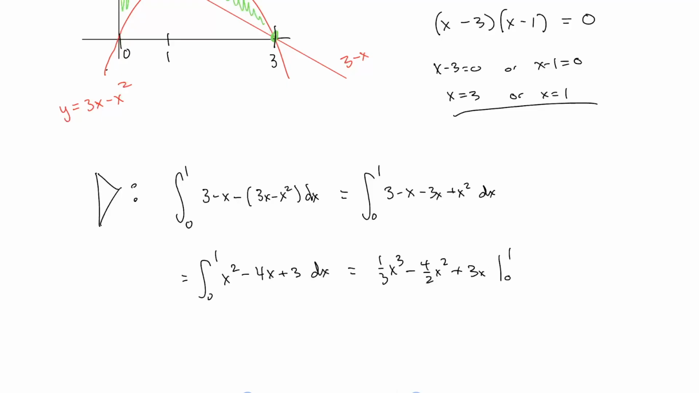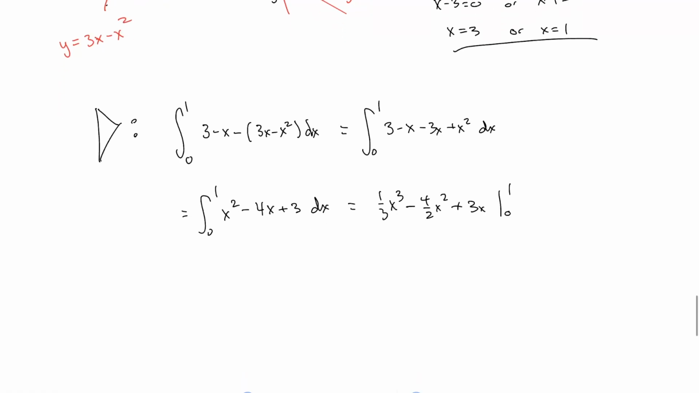And then I plug in zeros and ones. So 1/3, 1 cubed minus 4 over 2, 1 squared plus 3 times 1. Subtract all the same stuff with zeros. Like that. All right, that was the area on the left side.